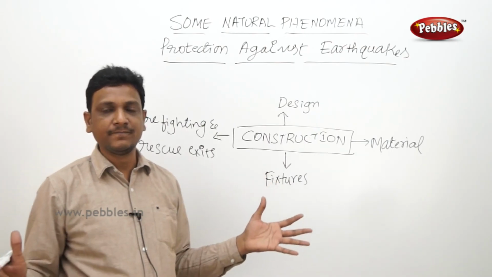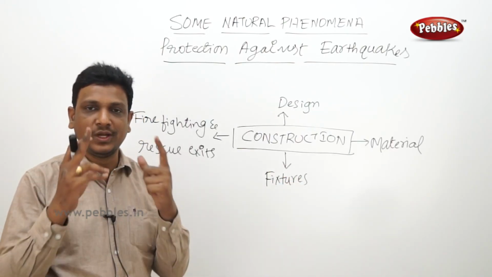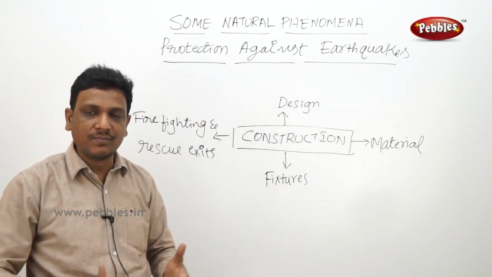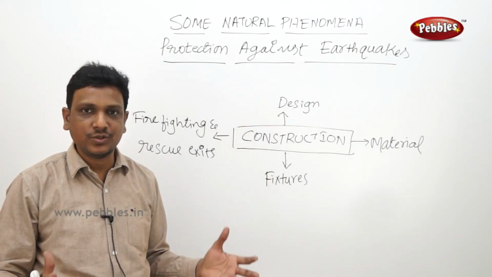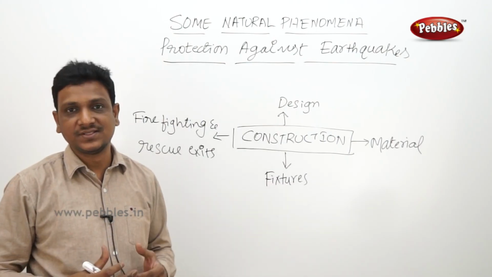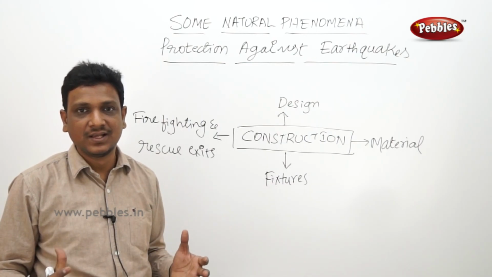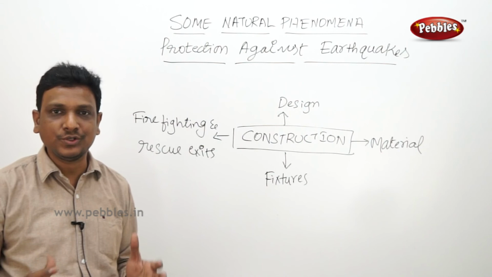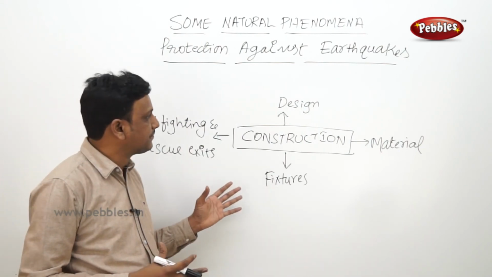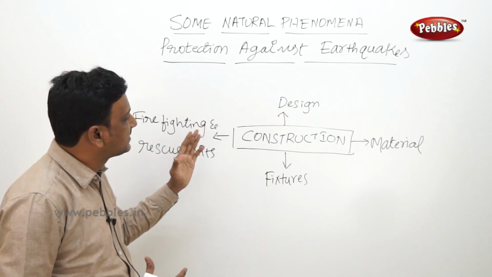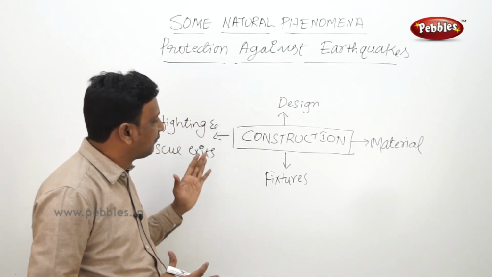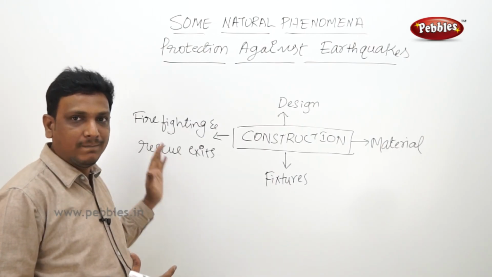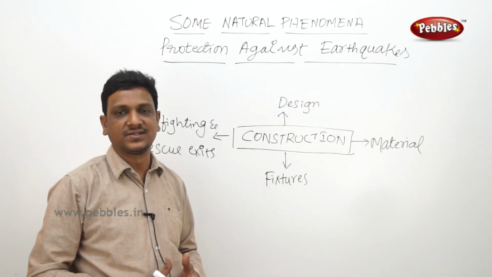See, there is a very big building which has some 15 to 20 rooms, and there is only one door to come out. If an earthquake or a fire accident happens, all the people cannot come through the single entrance. So there should be multiple entrances. There should be emergency exits or rescue exits, so that people can exit through those emergency doors and save their lives. So in this way, to protect against earthquakes, the design, the construction, the material of buildings, the fixtures of the buildings, and the entry and exits of the buildings are to be made according to the disasters.